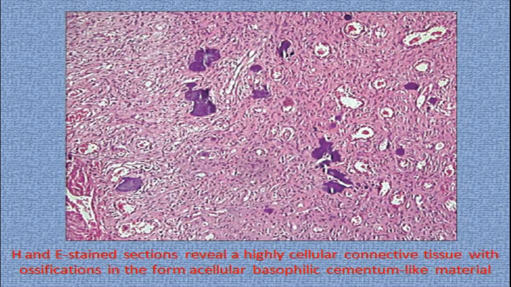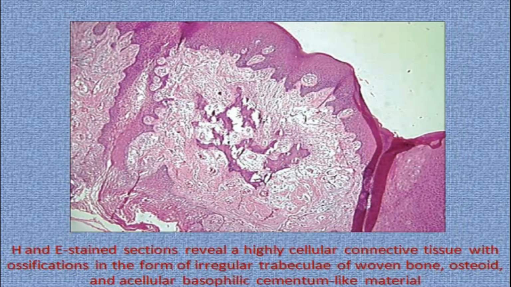H&E section reveals a highly cellular connective tissue with ossification in the form of acellular basophilic cementum-like material. This is another picture which is also an H&E stained section which reveals highly cellular connective tissue with ossification in the form of irregular trabeculae of woven bone, osteoid and acellular basophilic cementum-like material.